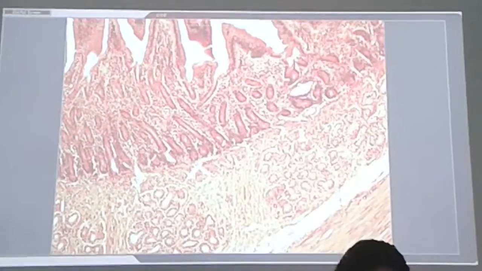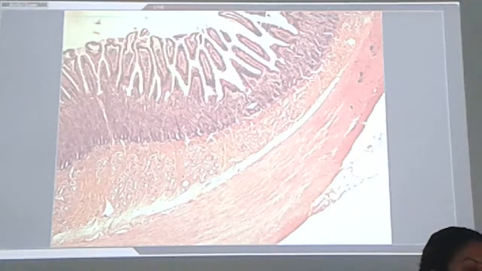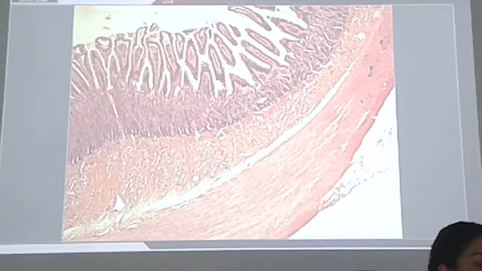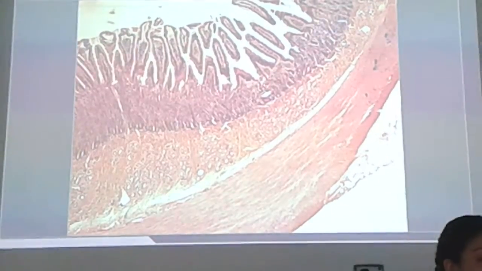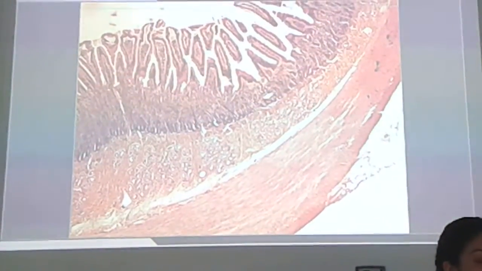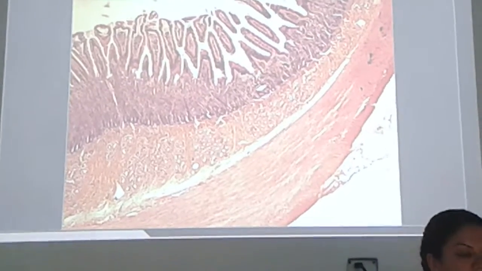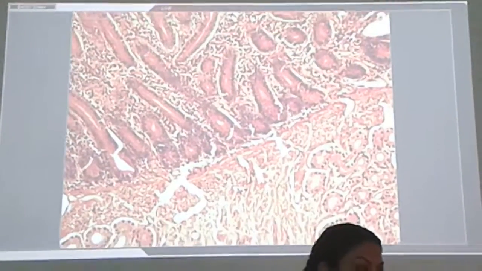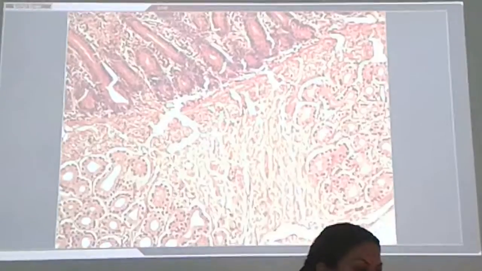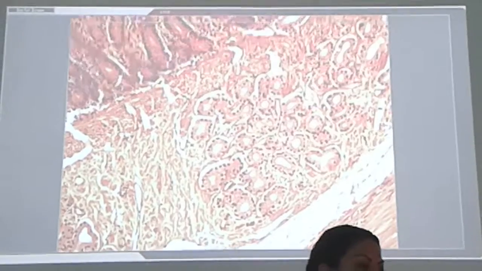Alright, I'm here. This is the mucosa. I showed you the muscularis mucosa, and this area between the mucosa and muscularis externa is the submucosa. In the submucosa, one of the distinctive features of the duodenum is the Brunner's gland. And Brunner's gland is found where?